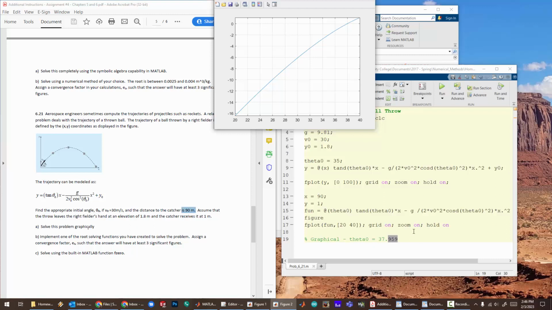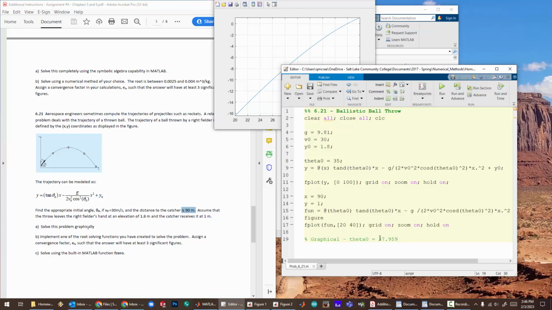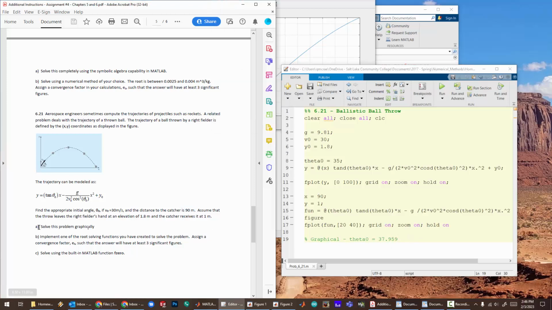Hopefully you can recognize that that's maybe not really practical for a lot of things, right? So that tells us a ballpark idea. So what do we do next? Well, now we're going to do part A. Let's implement a root solving function.